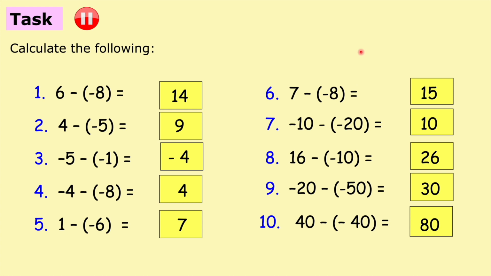So if you give yourself a wee score out of 10, really well done if you got the majority, if not all of them, correct. And remember, this little trick with swapping these negative signs only works if you are subtracting a negative number. So if you've got two negatives side by side, subtracting a negative number is the same as adding a positive.